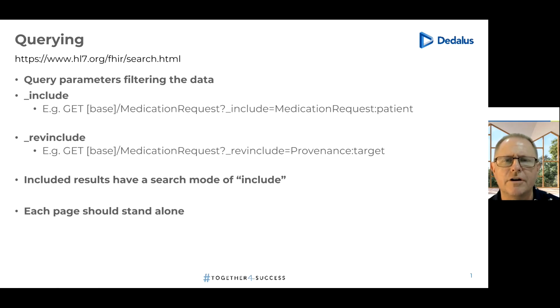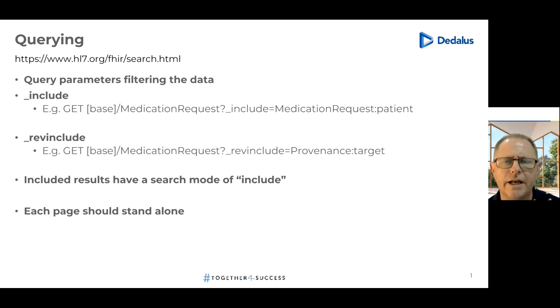The second one, the revinclude, works slightly differently. It'll give us the medication requests where there's a provenance record that's linked back to that particular medication request. So the provenance record will have a target, which is this particular medication request, and that's the link. It's from provenance back to medication request. But you're still getting the medication requests, and you're also getting those provenance records in that same bundle.